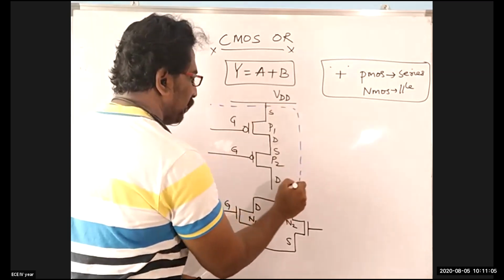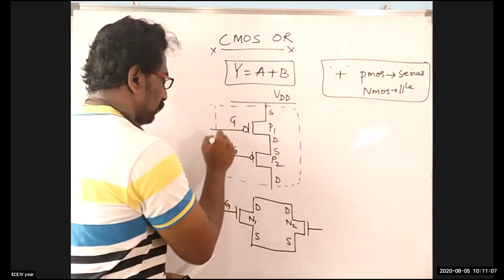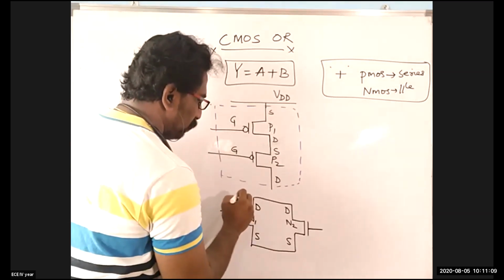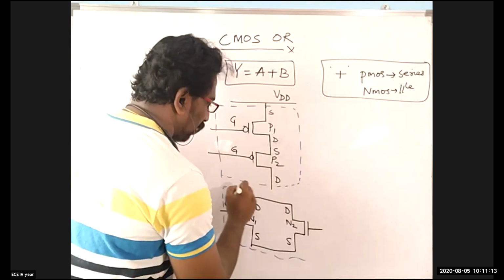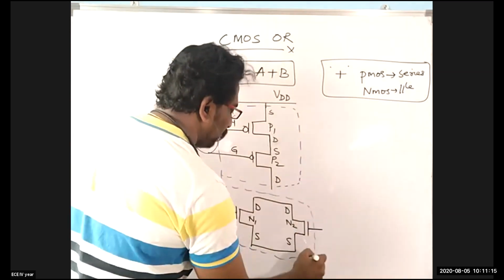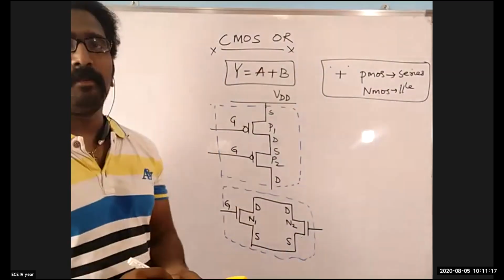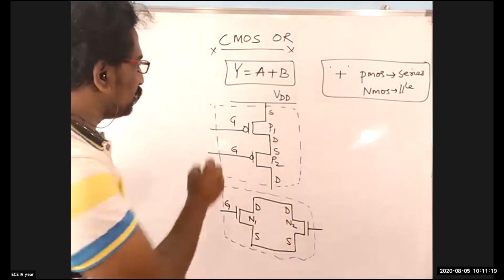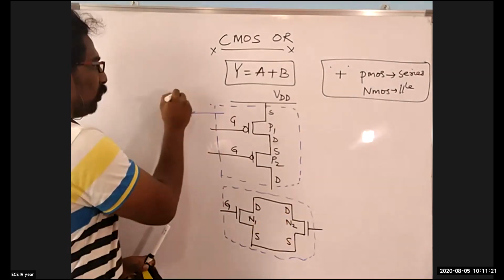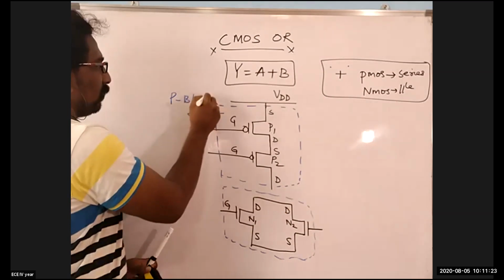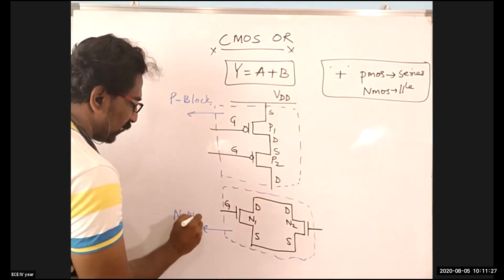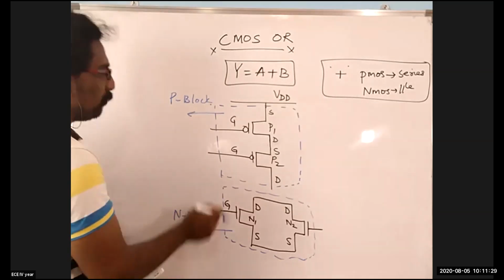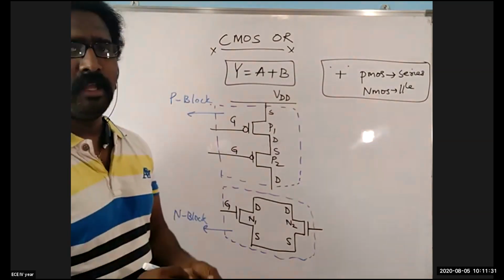This structure is our P block. And the bottom part, this is our N block. So your output will be obtained for the CMOS structure between the N block and the P block. So this is your P block and this is your N block. It means a set of N transistors is called the N block, and a set of P transistors is called the P block.